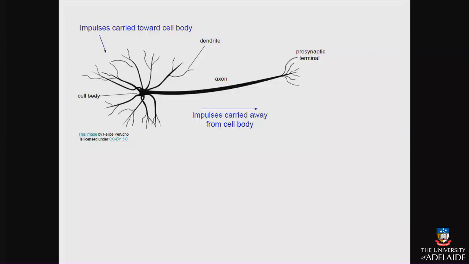So the cell body is at the center. At the front end, impulse is carried toward the cell body, and at the back end, impulse is carried away from the cell body, right? So this is basically a biological neuron.